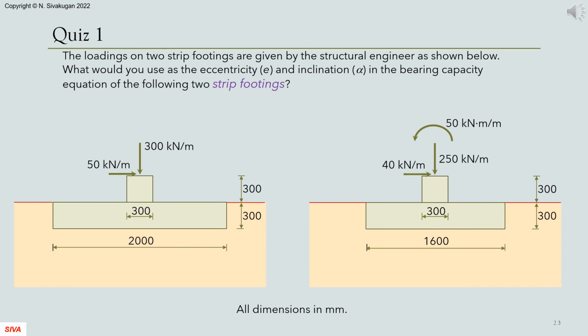In this quiz, we give you the loadings on two strip footings as given by the structural engineer. What would you use for the eccentricity and inclination in the bearing capacity equation? Try to locate the resultant force at the base of the footing, which would clearly give the answer.